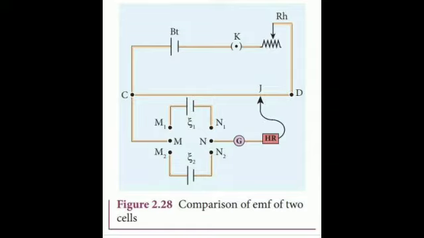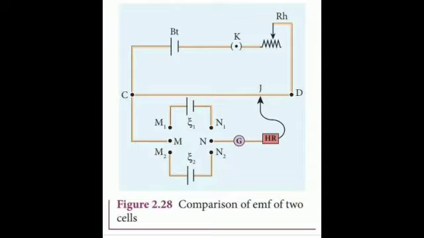The cells whose EMFs psi1 and psi2 are to be compared are connected to the terminals M1, N1 and M2, N2. The positive terminals of BT, the battery, psi1 and psi2 should be connected to the same side. The DPDT switch is pressed towards M1, N1 so that cell psi1 is included in the secondary circuit, and the balancing length L1 is found by adjusting the jockey for zero deflection.